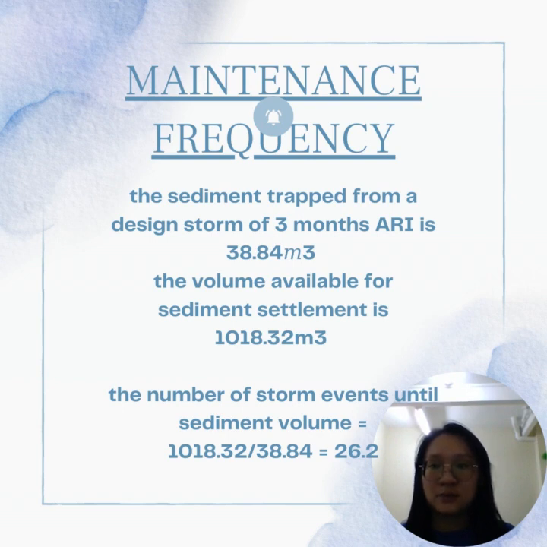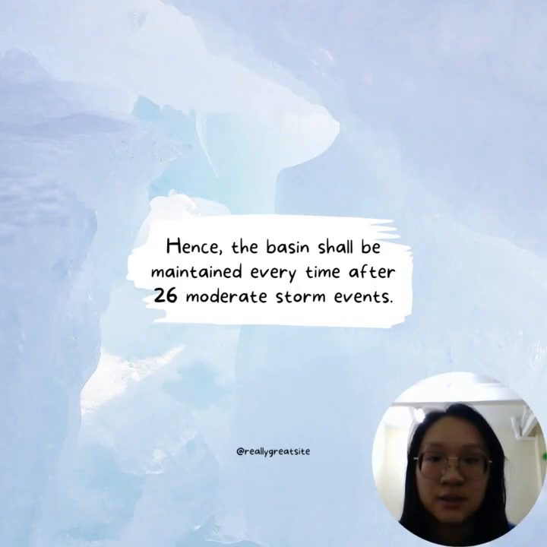Last, for maintenance frequency, the sediment trapped is 38.84 cubic meters, and the volume available for sediment settlement is 1018.32 cubic meters. Therefore, the number of storm events until the sediment volume is entirely taken up is 26 storm events. Hence, the basin shall be maintained every 26 moderate storm events.